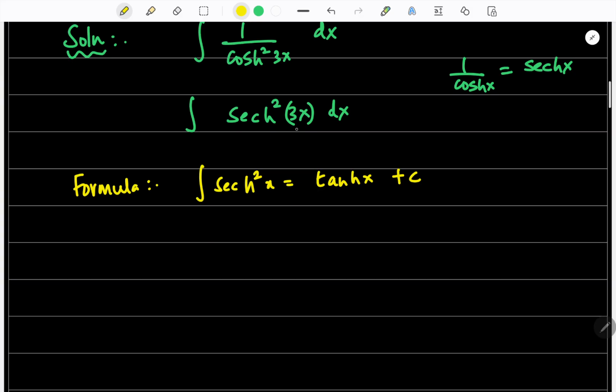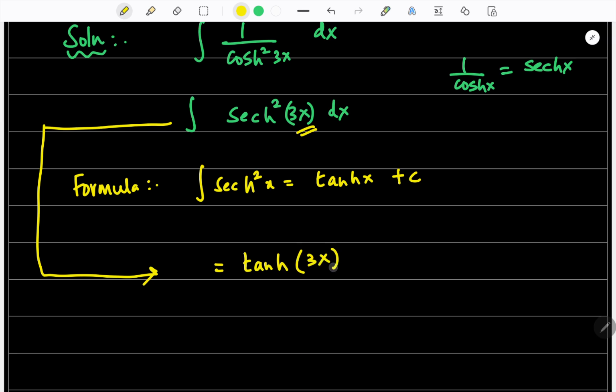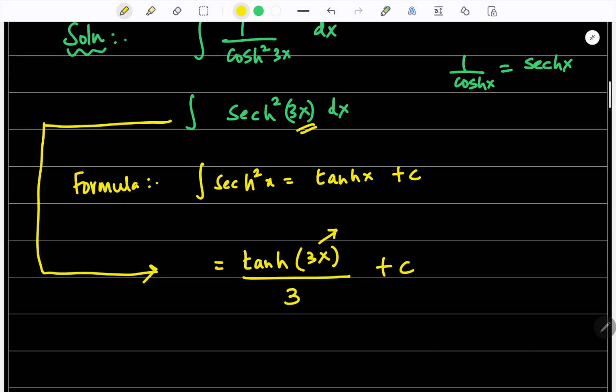But now we don't have x, we have 3x. I told you in the previous exercise, whenever the angle is multiplied, you need to divide in the integral rule. So just keep it in your mind. So what happened to this one? This is equal to tan hyperbolic 3x divided by 3. Why? Because the derivative of 3x is what? 3. And in integration, you should divide by 3, plus integrating constant c. So this is going to become your answer.